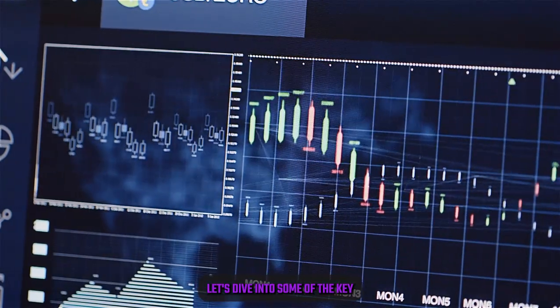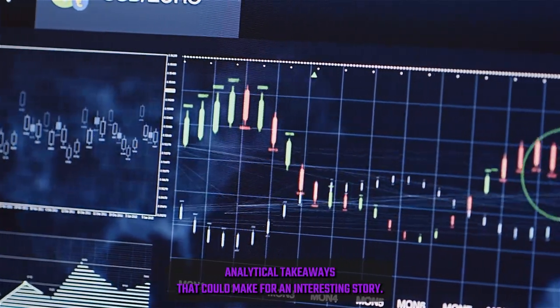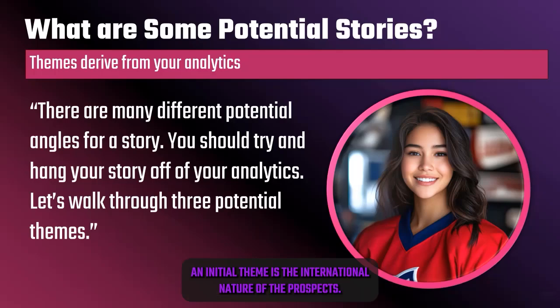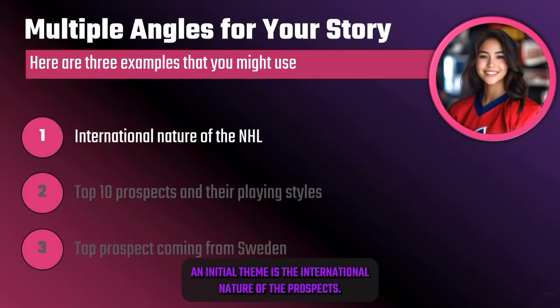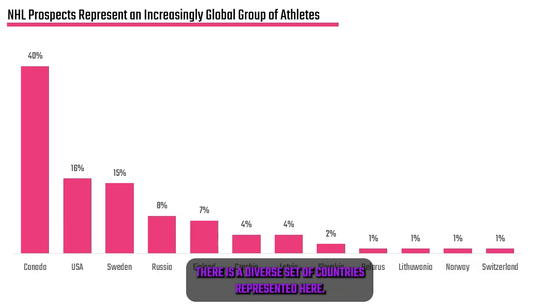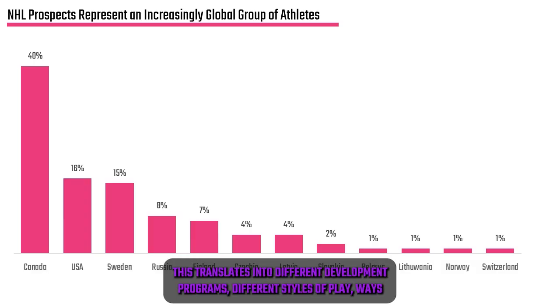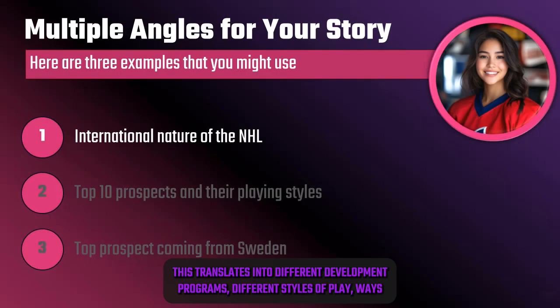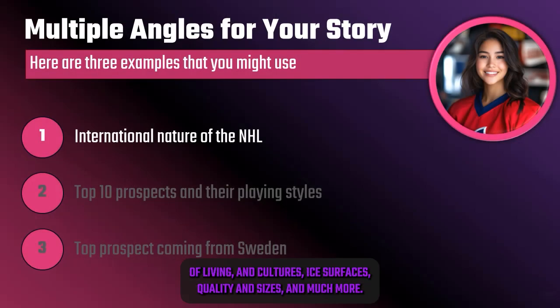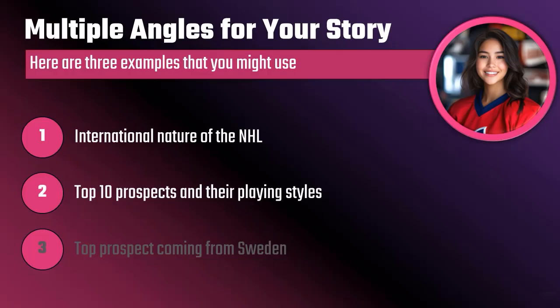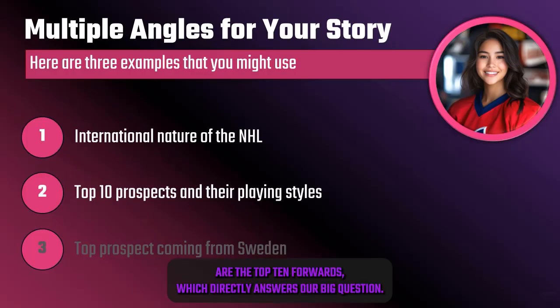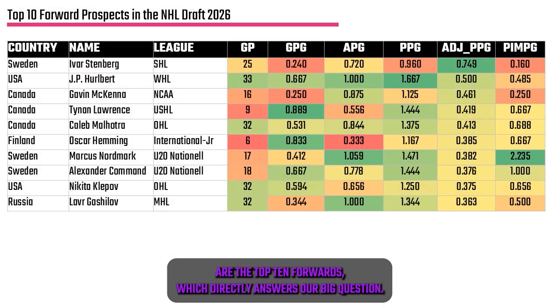Let's dive into some of the key analytical takeaways that could make for an interesting story. An initial theme is the international nature of the prospects. Using the dataset we pulled from Elite Prospects, there is a diverse set of countries represented here. This translates into different development programs, different styles of play, ways of living and cultures, ice surfaces, quality and sizes, and much more.